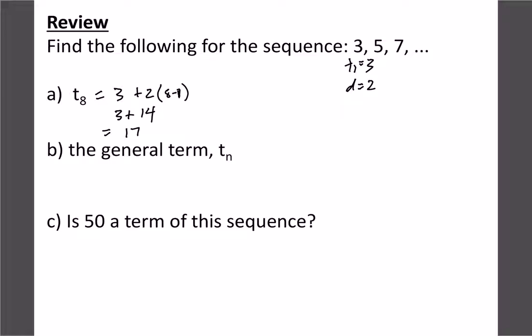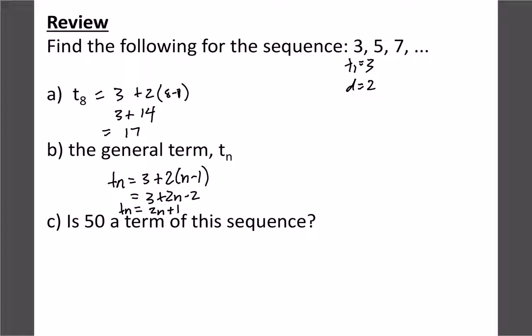So, pretty basic formula. Our general term would be the same thing, except we don't know what term number we want, so we just leave that out. So we'd have 3 plus 2 times n minus 1. We could leave it like that, or we could FOIL it out and simplify it a little bit. So we'd have 2n plus 1 as our final answer.